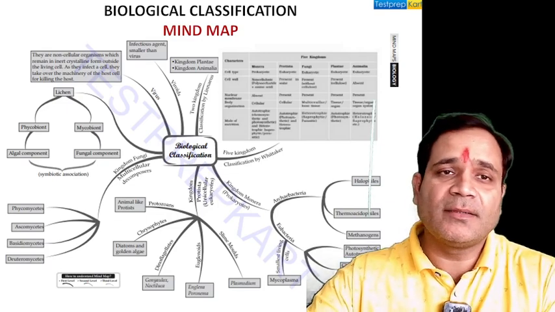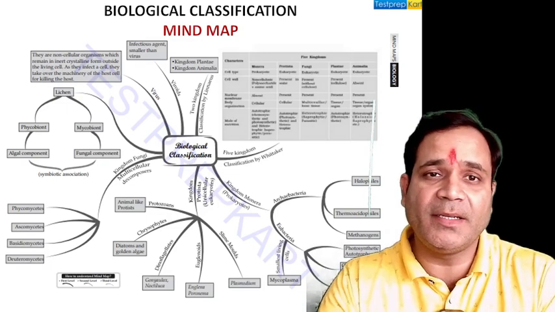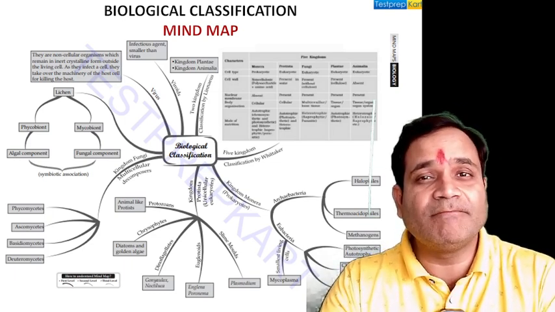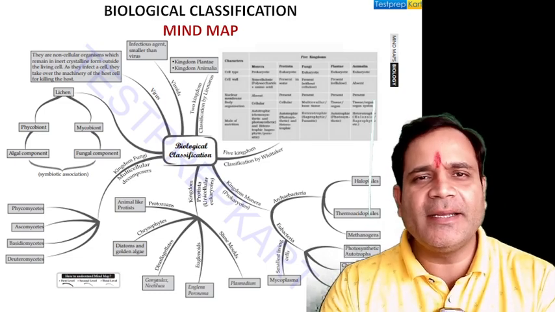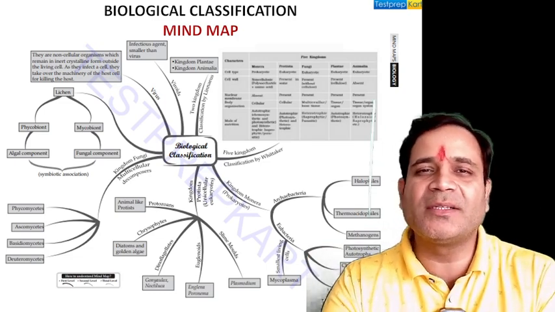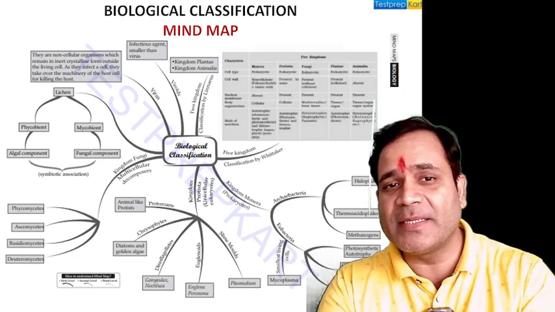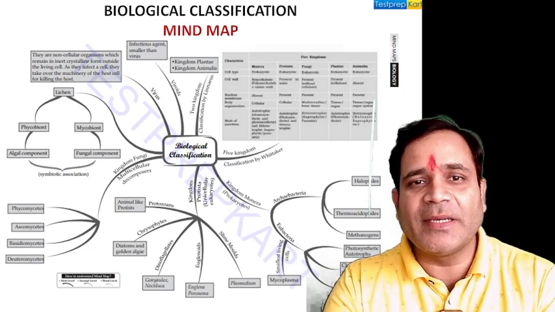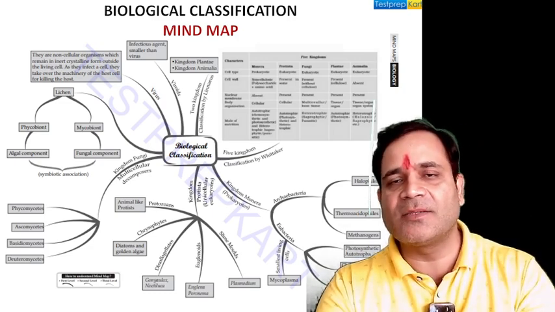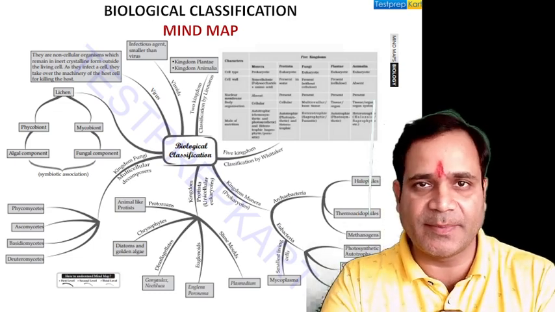Dear, in this topic, that is the biological classification mind map. In this mind map, we have to be clear about what is to be studied in this chapter. This mind map focuses only on how we have to study, but the things in detail you can go through in my regular classes, my dear.